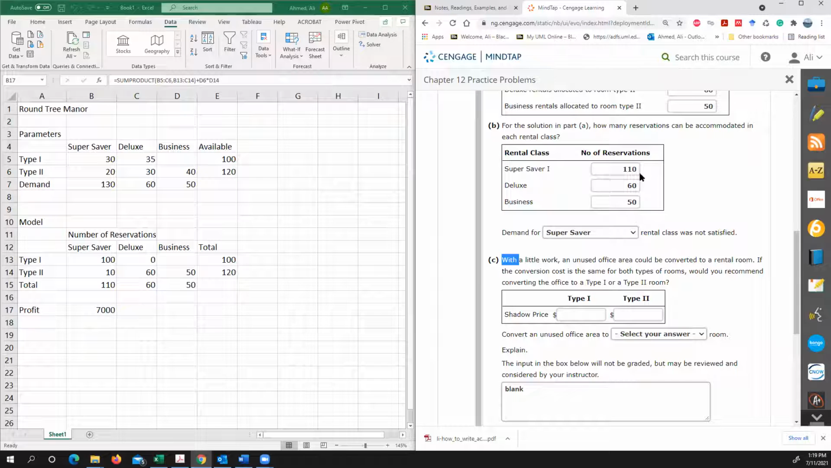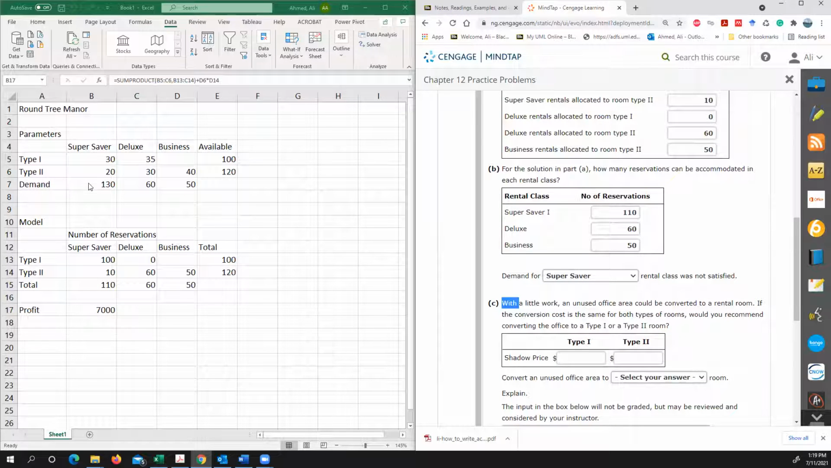So they have to be turned away. So 20 of these, because we know there's a demand for 130 and we can only reserve 110. So demand for Super Saver is not satisfied. The other two have been satisfied.